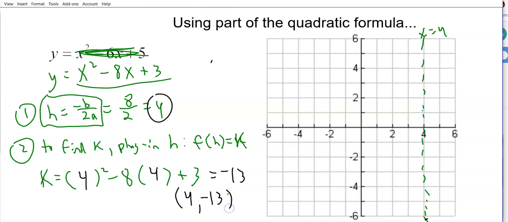Isn't that fast? That's a fast way to find the vertex. Hopefully I did that right. 16 minus 32 is negative 16, plus 3 is negative 13. That's right. I do know the y-intercept, right?